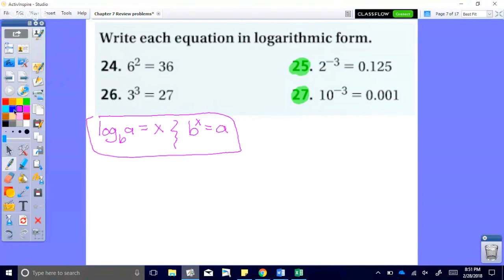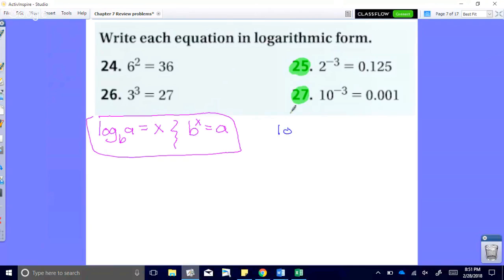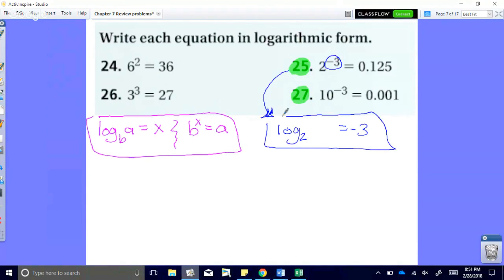So if I want to write this as a logarithm, I'm going to start 25 here by writing the word log. The base of the exponent is 2, so I'm going to write log base 2. I'm going to put my equals, and it's always equal to the exponent. So all I have to do to finish this is just fill the 0.125, and I'm done. Okay, so 27.